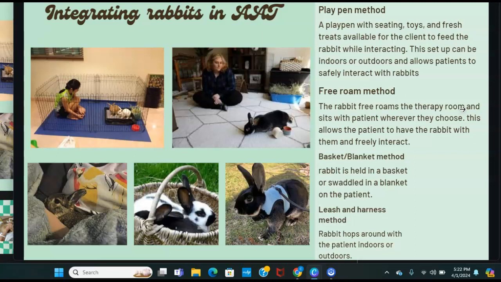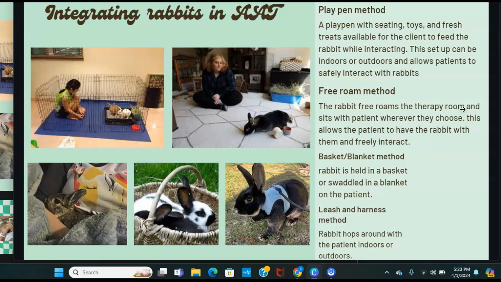Then we have the basket and blanket method. This is when the rabbit is held in a basket. Maybe we have the rabbits in a basket on someone's lap. This can just prevent wrong handling. Maybe the client is a little bit nervous to hold the rabbit, so we just plop a blanket in a basket, put the rabbit in there. Makes a very safe and easy way to interact.